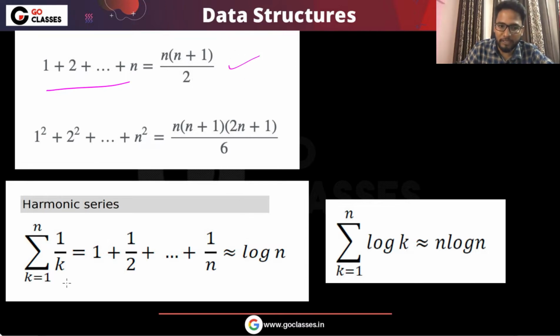And similarly, I think in this lecture we will be using this identity quite often, which is basically 1 plus 1 by 2 plus 1 by 3 plus 1 by 4 till 1 by n is as good as saying log n. Okay, we might be using this.